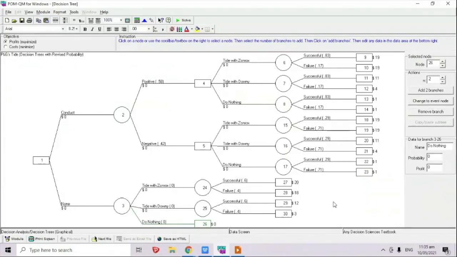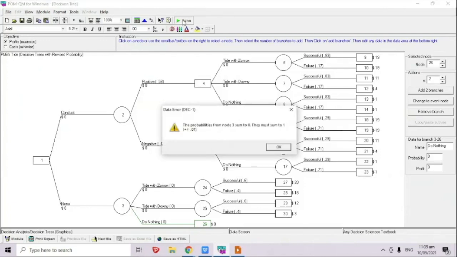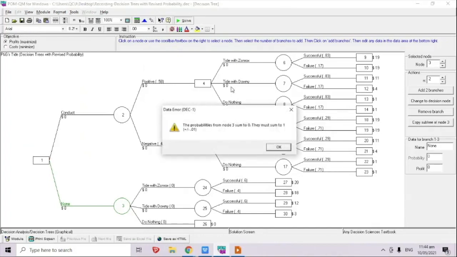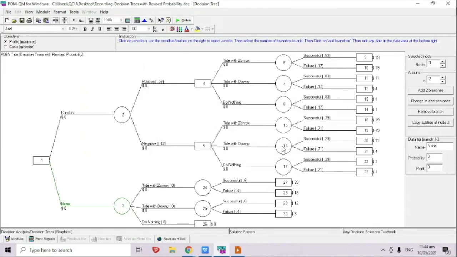What we're going to do next is just to click solve. After nyong ma-check, check muna kung nailagay na ba lahat. If okay na, click na yung solve button. And the probabilities from node 3 sum to 0, they must sum to 1. Okay, if you encounter that error, guys, na nagsasabi na ito, click ulit natin. As you can see po, check ulit natin yung ating mga nodes.